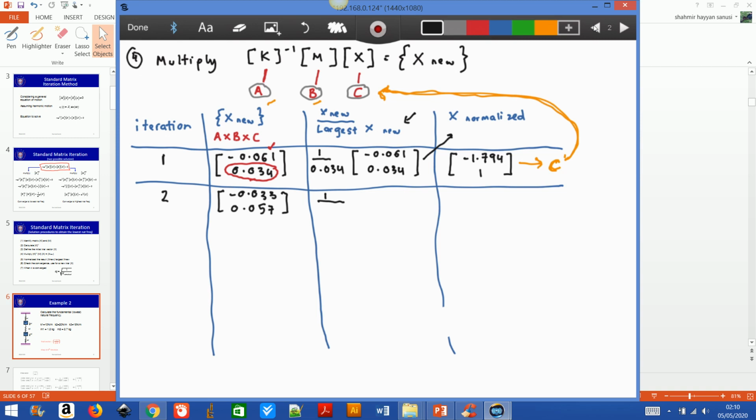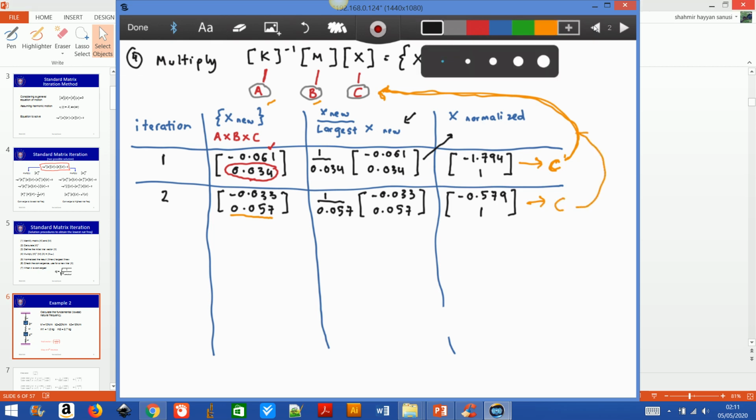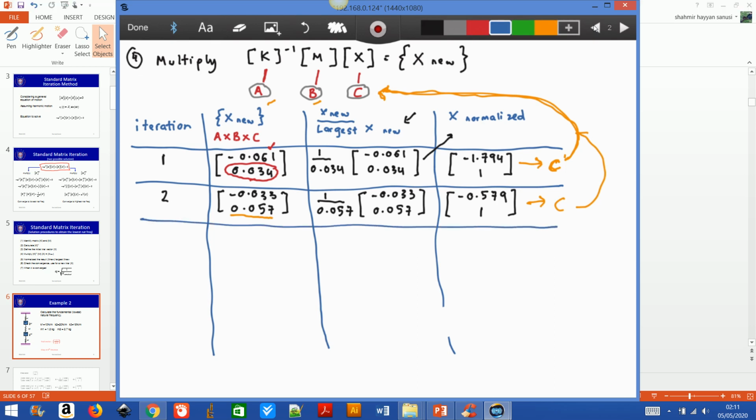Okay, so if you look here, this is now your new largest x new. So x new divided by largest x new is 1 over 0.057 multiplied by negative 0.033, 0.057, and then your new x normalized would be negative 0.579 and 1. So now this has become your new C, and you need to put it back in your calculator. Then you perform the third iteration. I think some of you have learned this in engineering maths 4, so I assume this is not something new.